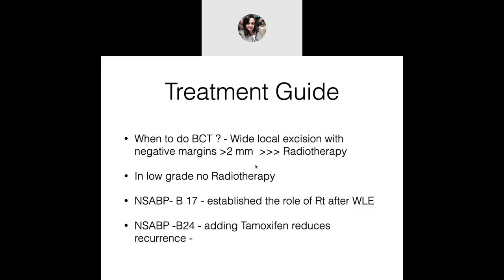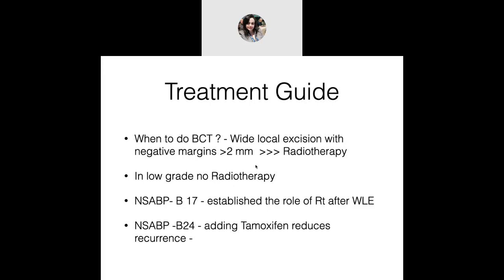DCIS is slow growing. Slow growing lesions or tumors, like say lipoma, do you ever give chemotherapy to lipoma? No, you know, it is a slow growing lesion. Slow growing lesions do not respond to chemotherapy. They will also not respond to any other targeted therapy. So it has been observed that if you have a DCIS, it will not respond to chemotherapy. The only effective treatment is surgery and radiotherapy. Tamoxifen prevents some recurrence, that's fine. But effective treatments are surgery and radiotherapy.